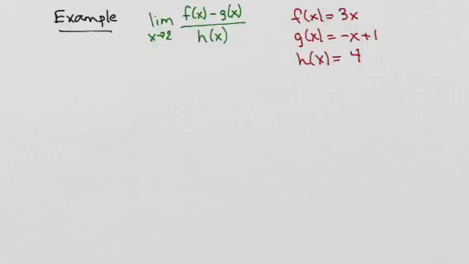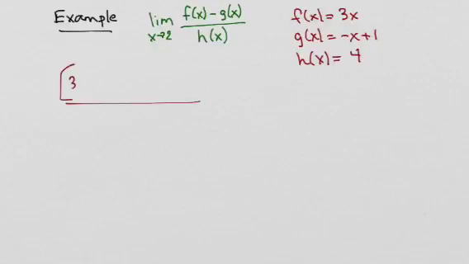Again, this one's got multiple rules in it. We've got the subtraction rule, the difference rule, and we've got this quotient rule happening all at the same time. So essentially what we're going to do is find the limit as x approaches 2 for each of these individually, and then we'll do all the combining that's being asked here. So first thing I'm going to do, in my numerator, is find the limit of f of x as x approaches 2.